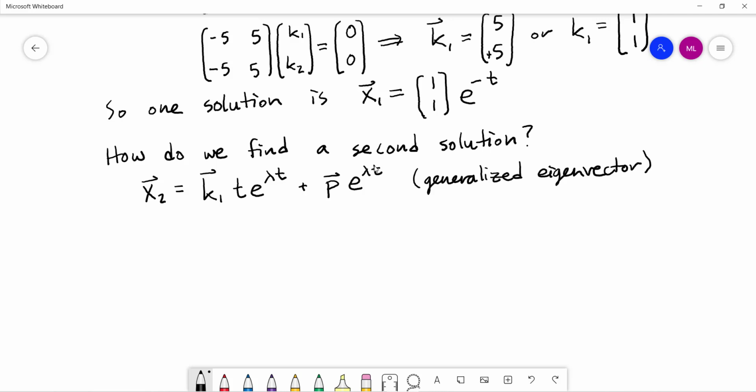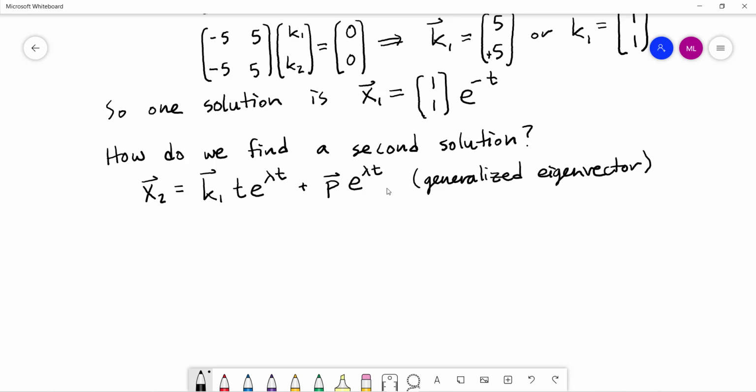The reason for this particular form, I'll just demonstrate that this form will work and how we can figure out what this vector p should be, because we already know k1, right? That's this 1, 1 that we just found. We already know lambda, so we can have this piece, and this piece. This p is the only piece that we're missing. How do we find it?